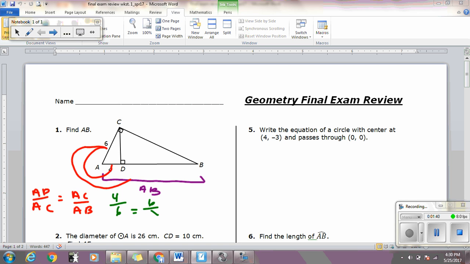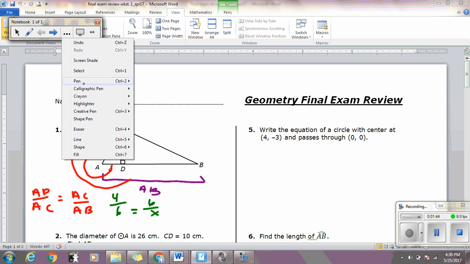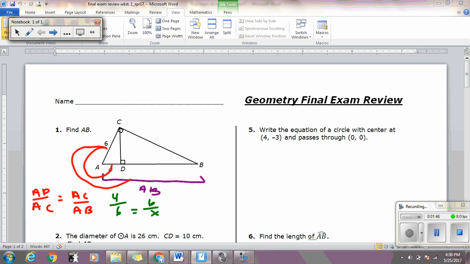Either one is fine. And now we solve the proportion by cross multiplying, of course. So 4 times X, 4X equals 6 times 6, 36. Then divide both sides by 4, and X is equal to 9. In other words, AB is equal to 9.